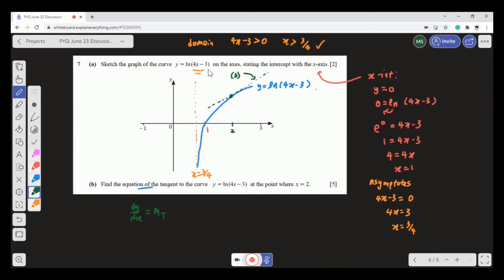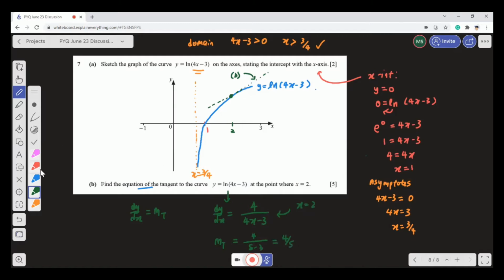So let's do dy/dx. My y is this, so differentiate, and what do we get? How to differentiate ln? 4 over 4x minus 3. Differentiate the inside, divide by what is inside. Then substitute x equal to 2, and what do we get for the gradient? 4 over 5.